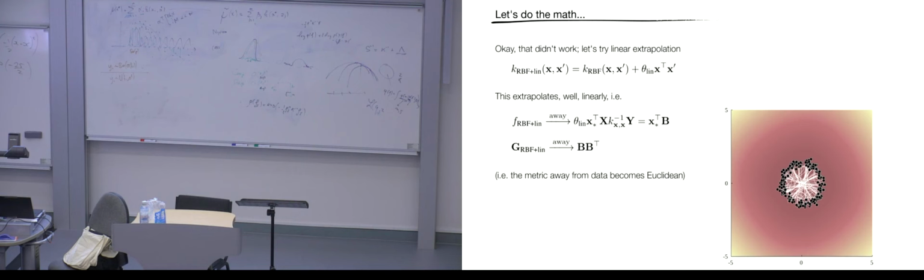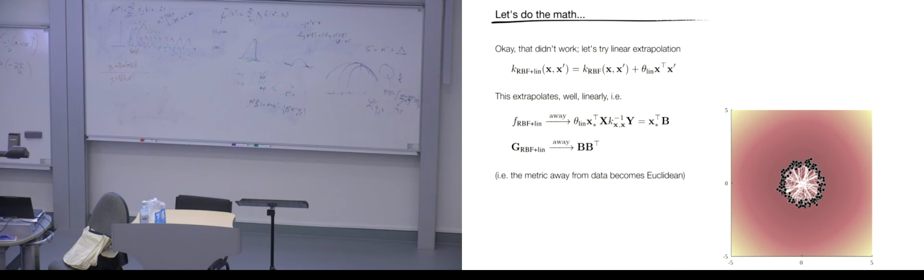And you can do the same calculations. You do something far away, and what you see is that far away from the data, you're now going to get a scaled Euclidean metric, which is reasonable. You're extrapolating to a linear manifold. It's not unreasonable that you get a Euclidean metric from that.